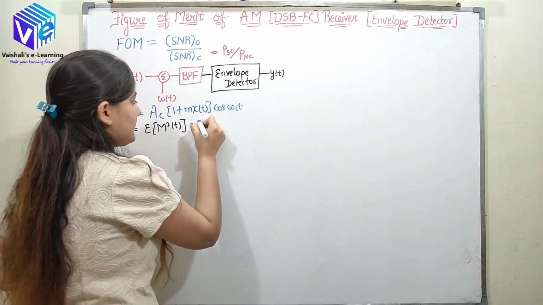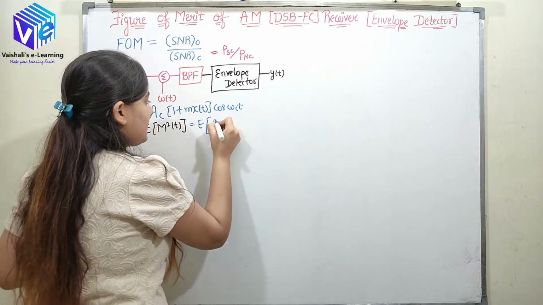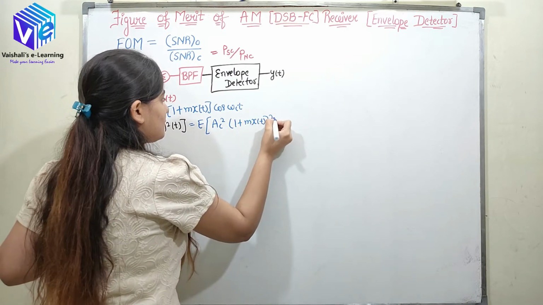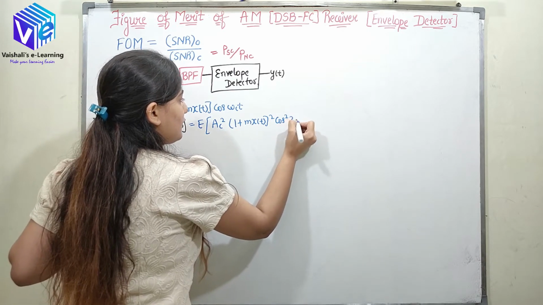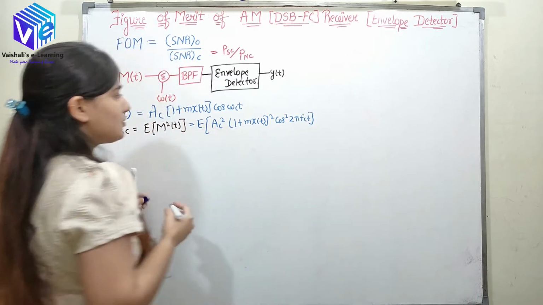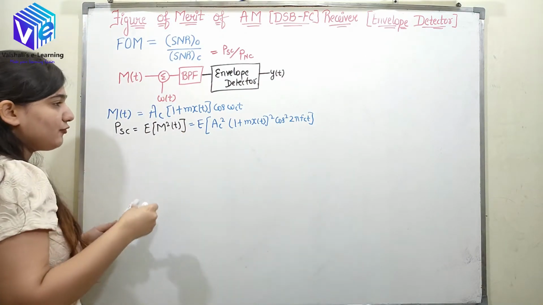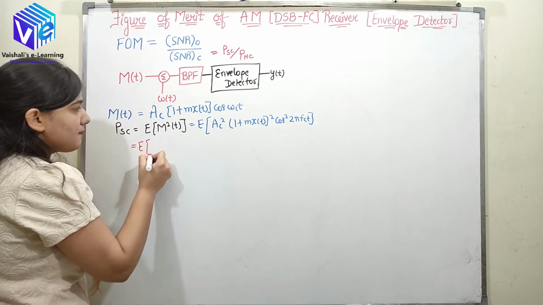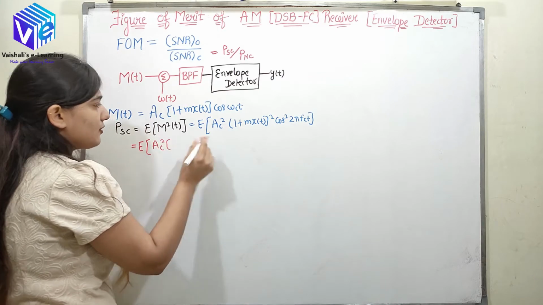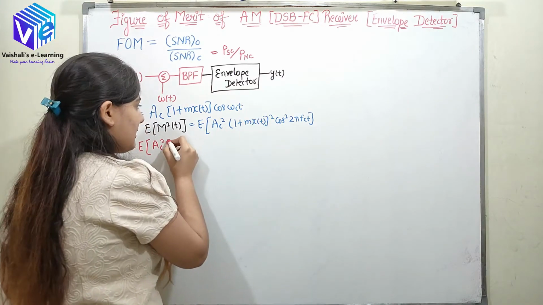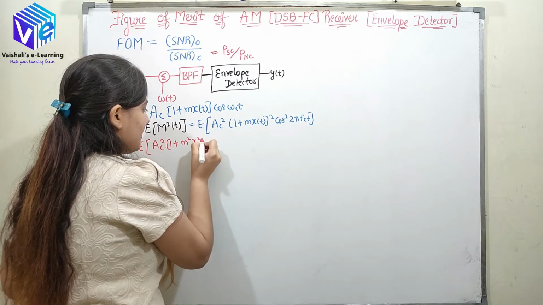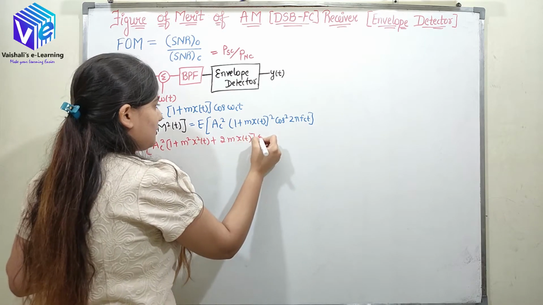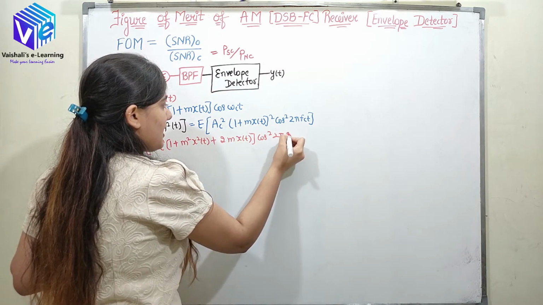So what is m square t? Here we'll put in m square t. It will be Ac square [1 + m x(t)] square cos square 2 pi fc t. I need to find the power of the signal in the channel, so I'll just simplify it. Here I'll have Ac square, and I'll expand this square, so I'll have 1 plus m square x square t plus 2 m x(t), into cos square 2 pi fc t.